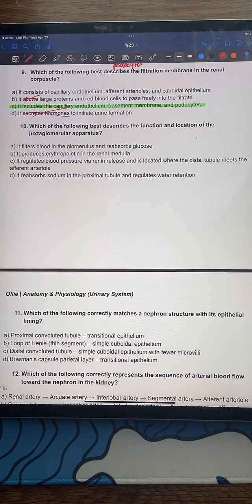Number 10, which of the following best describes the function and location of the juxtaglomerular apparatus?